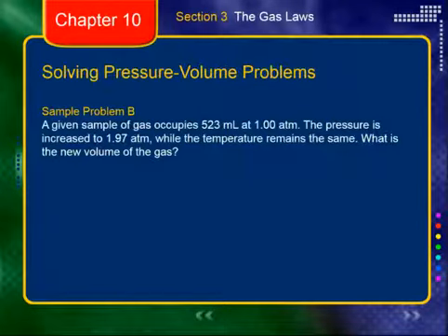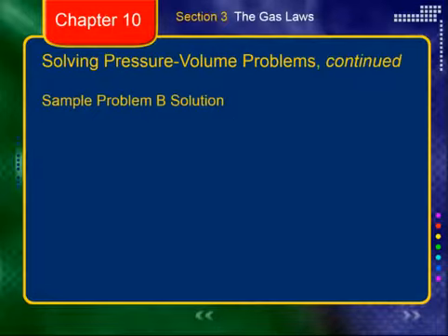Now let's get a sample problem in. A given sample of gas occupies 523 milliliters, that's a volume, at 1.00 atmospheres of pressure. The pressure is increased from 1 to 1.97 atmospheres of pressure, while the temperature remains the same. Okay, so that's our clue that we get to use Boyle's law. What is the new volume of the gas?